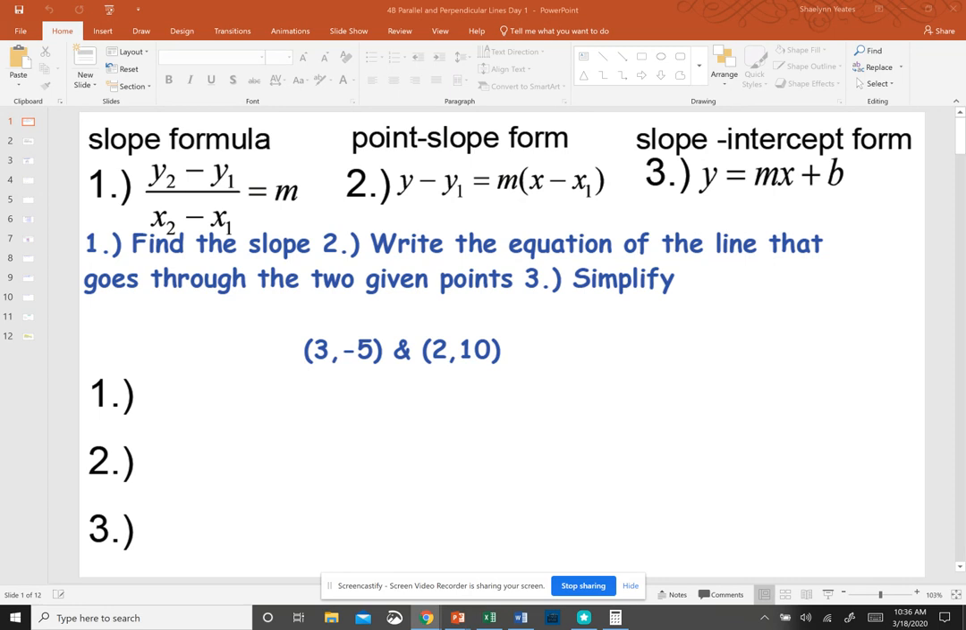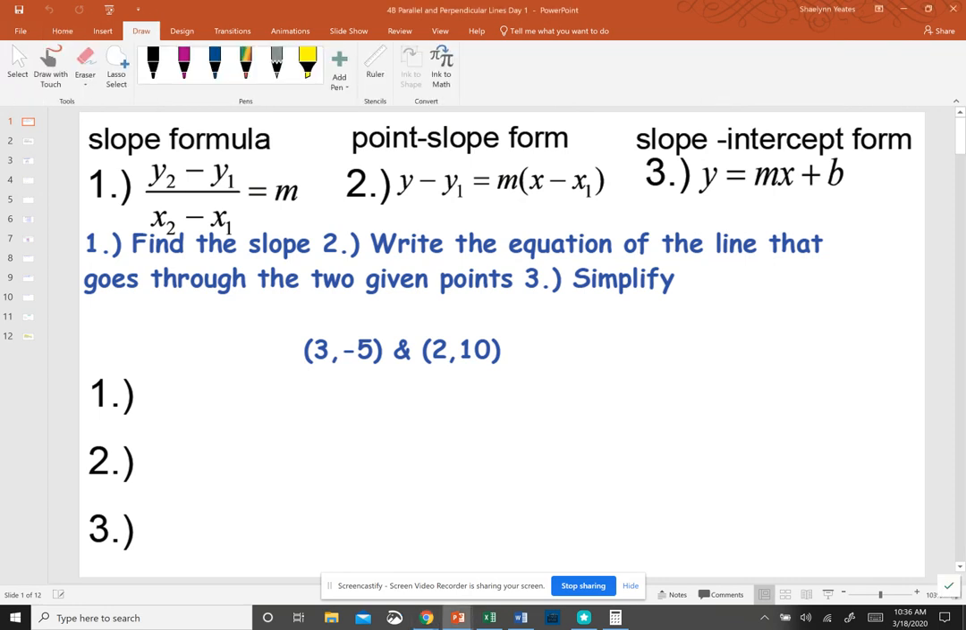Adventure abounded. Anyway, so today we're going to continue that same starter that we did yesterday. We're going to practice writing an equation given 2 points, and that's going to super help us as we go throughout this unit. So the first thing is we need to find the slope.